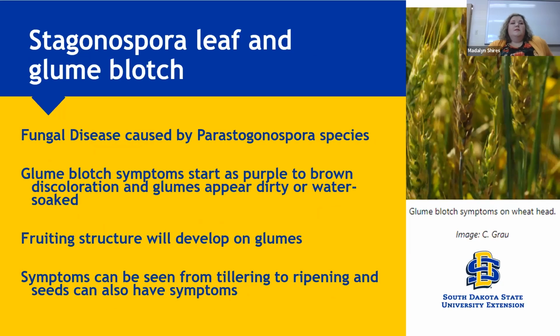Again, this is the glume symptoms. The symptoms start as purple to brown discolorations, and the glumes appear dirty or water soaked. It will develop fruiting structures to produce more spores on those glumes. Symptoms of this disease can be seen from tillering to ripening, and the seeds can also have symptoms, and they're typically discolored.